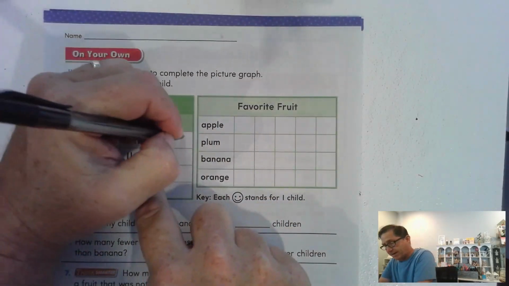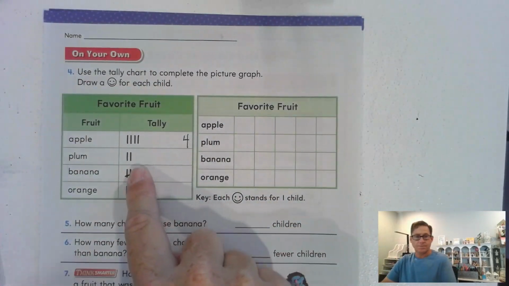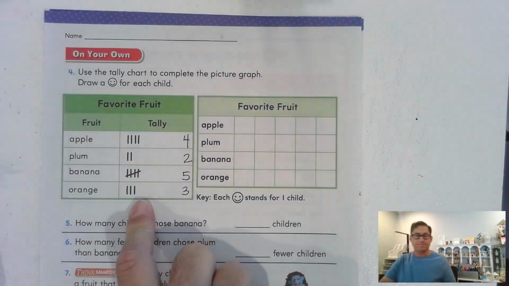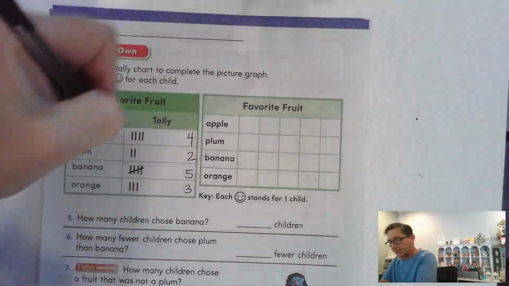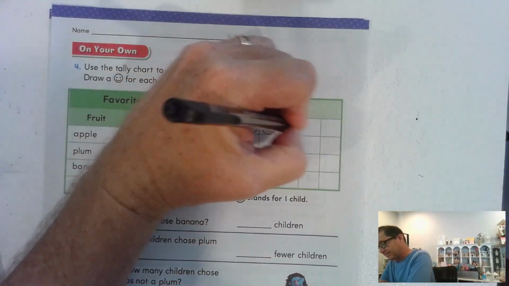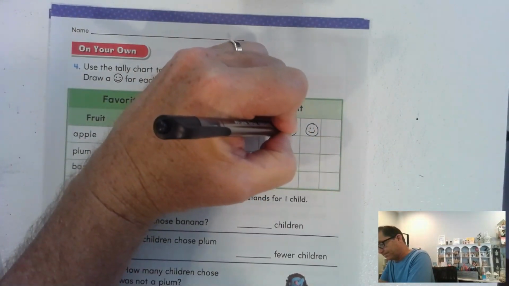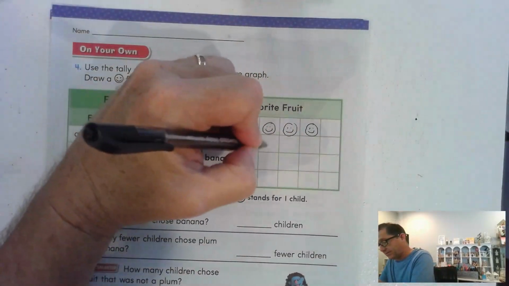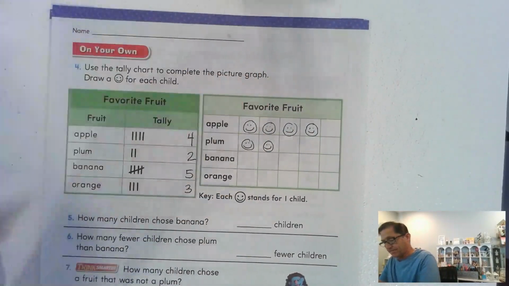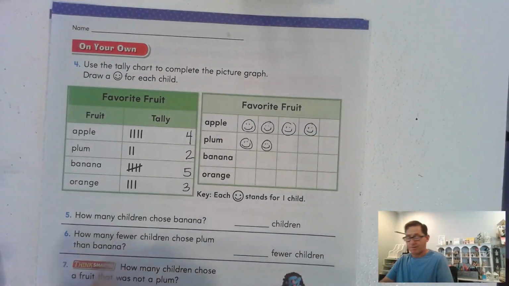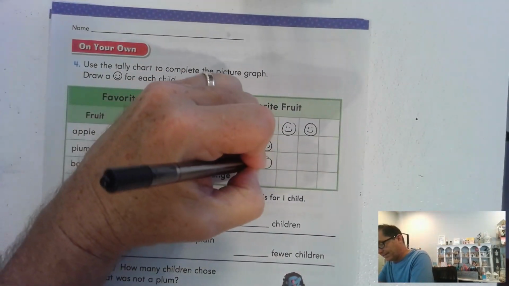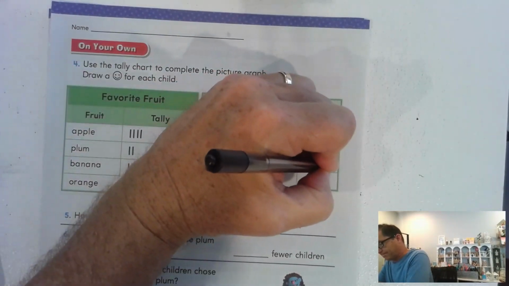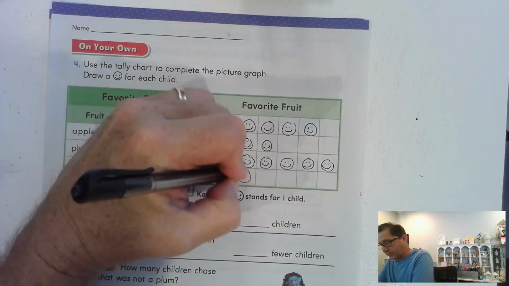Okay, for apple, I'm going to go ahead and write in the numbers on the tally chart. 4, plum was 2, banana 5, and orange 3. So apple, I'm going to draw 4 happy faces. Plum, you have to draw 2 happy faces, right? Banana, there are 5 children who chose banana as their favorite fruit. And orange was 3.